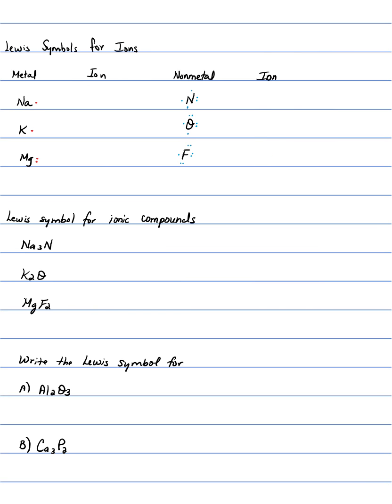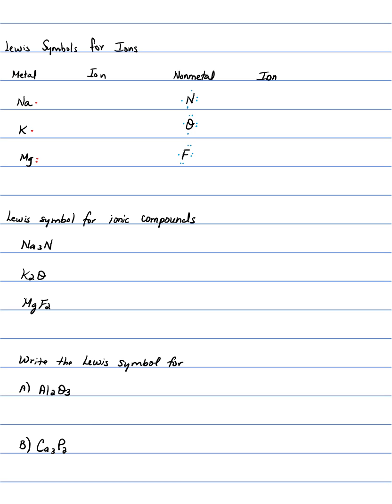Let's look now at the Lewis symbol for ions. I am listing here the symbol for some metallic elements and also for some non-metals. The symbols that we have are representing the elements. Okay? And now we're going to write down the Lewis symbol for the ions of those elements.